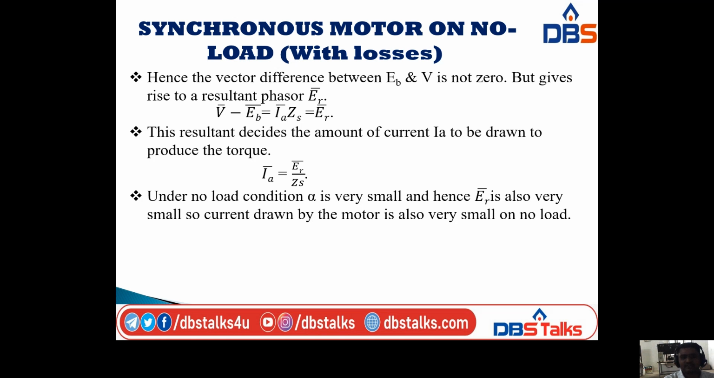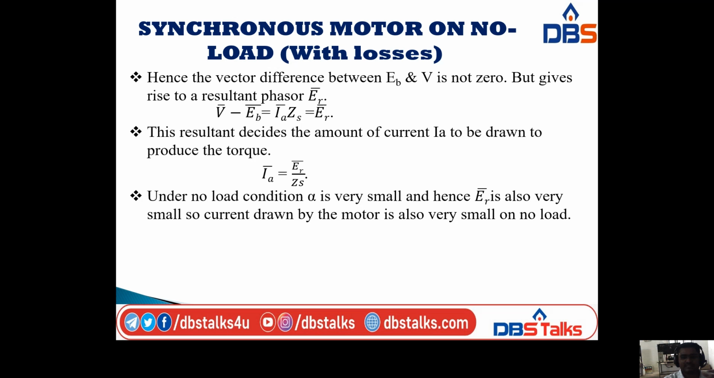Hence the vector difference between EB and V is not zero, but gives rise to a resultant phasor, that is ER bar equal to V bar minus EB bar, which is equal to IA bar into ZS bar. That is the resultant EMF. This resultant decides the amount of armature current IA drawn to produce the torque, that is IA bar is equal to ER bar by ZS.